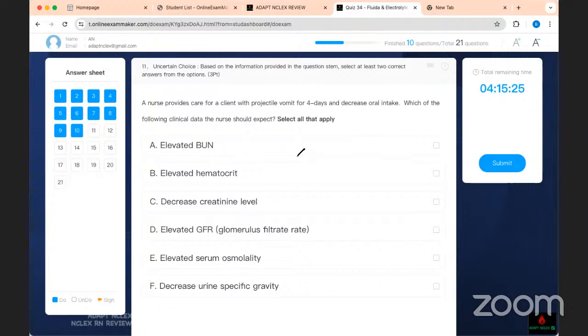What are the buzzwords in this question? What do you think? What are the buzzwords in this question? Projectile vomit, right? He's been vomiting for 4 days and he's not taking anything. What kind of problem is he going to have? Isotonic dehydration. So we know this patient is dehydrated. It's isotonic dehydration. It doesn't matter what they're asking you.